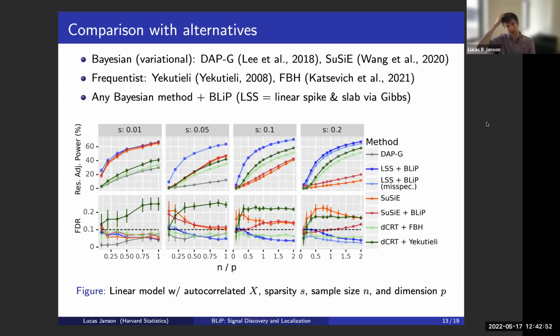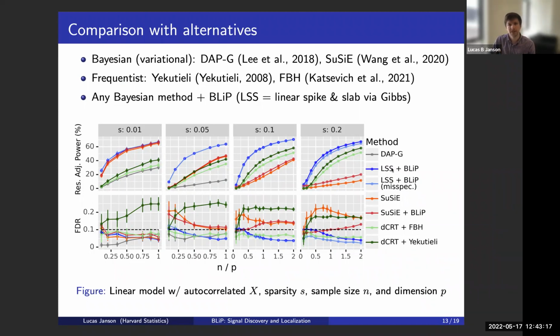So here's a whole lot of curves. Since this isn't a fine mapping community, you probably don't care about the details of the fine mapping methods too much. The main takeaways are that when you combine, can people see my cursor? Yes, okay. When you combine BLiP with the linear spike and slab sampler, that's basically the best thing you can do.